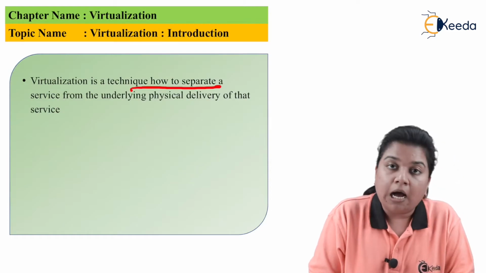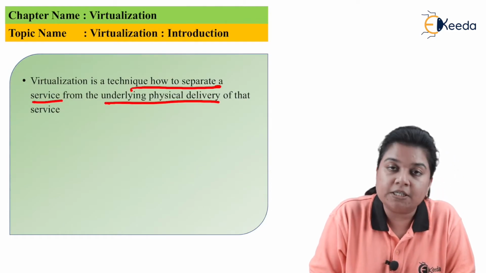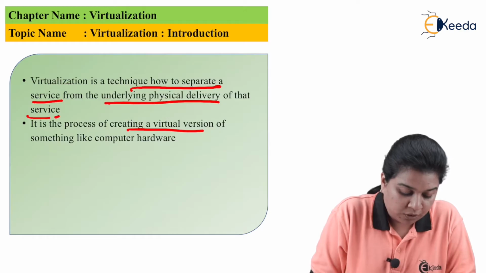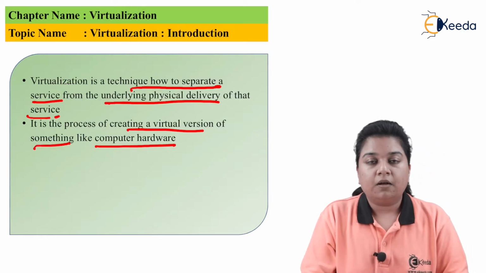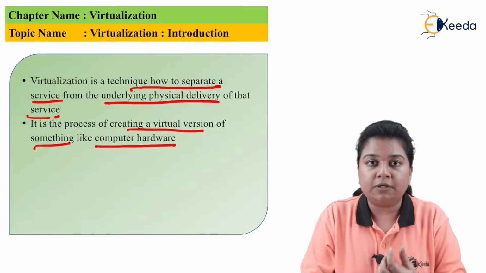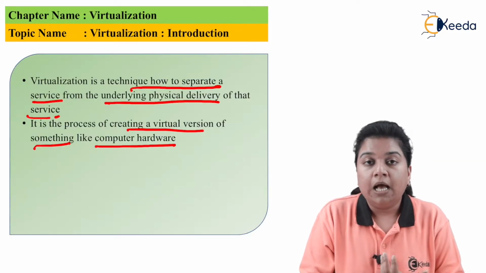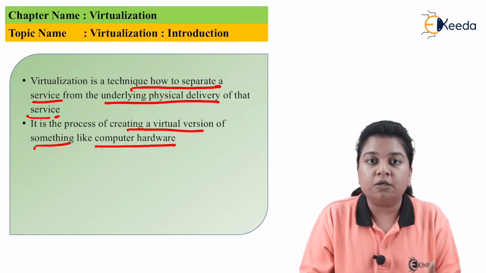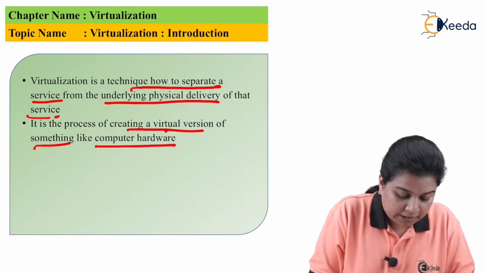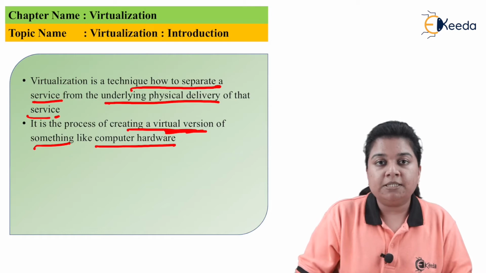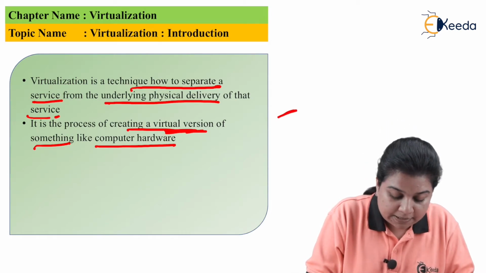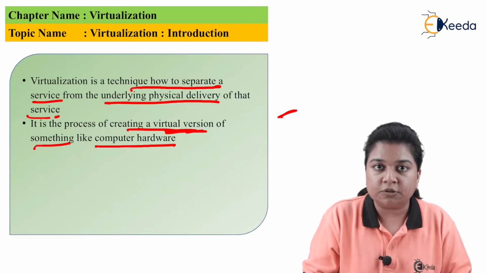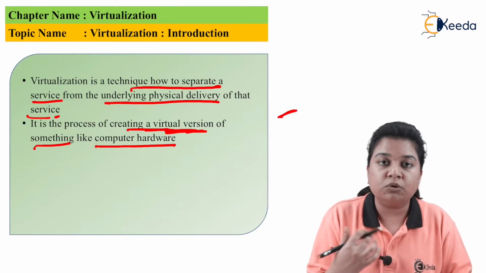Virtualization is a technique to separate a service from an underlying physical delivery of that service. It is the process of creating a virtual version of something like computer hardware. Virtual version of something, that means if I have a certain hardware or a pool of hardware, I am using it, but I want several other tenants to use it to the full capacity of that hardware. So what I'll do is I'll create the virtual version of it. That means it will appear to every user that it is accessing similar or different physical machines, though it is accessing the same physical resources. This is called virtualization or virtual version of hardware.